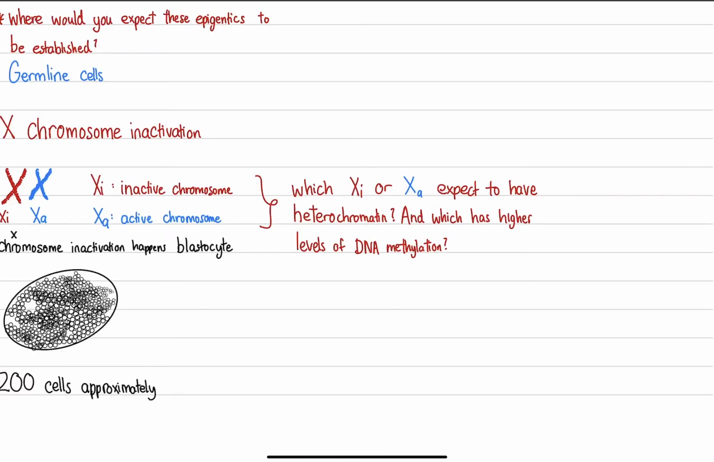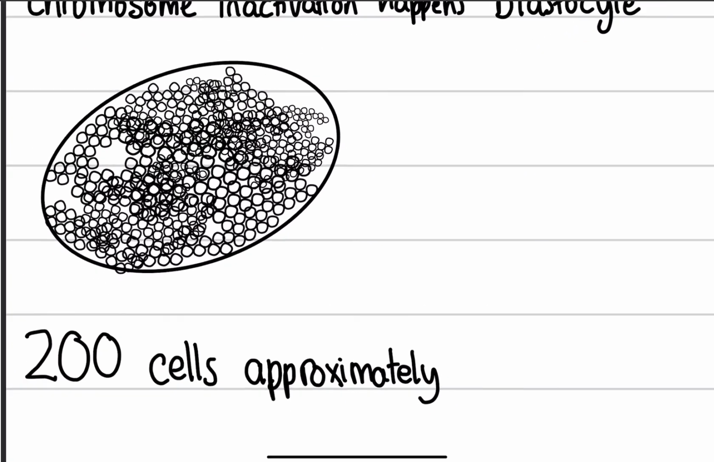Remember, heterochromatin means that these chromosomes are dense in nature. They're tightly packed together, and that's to avoid transcription from happening. And which has a higher level of DNA methylation? What do you think? Of course, the inactive. The inactive is going to have more heterochromatin to avoid all these transcriptional enzymes having access to its DNA and hence transcribing it. And this is the blastocyst right here, and we're going to talk about this in future videos.